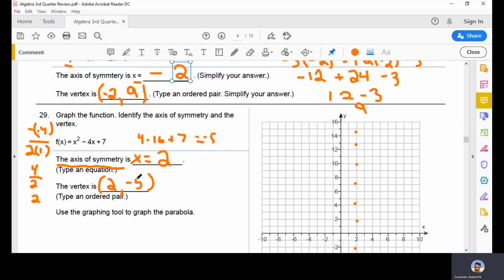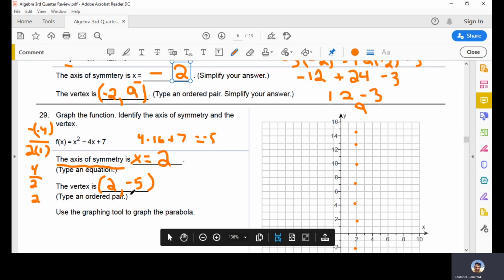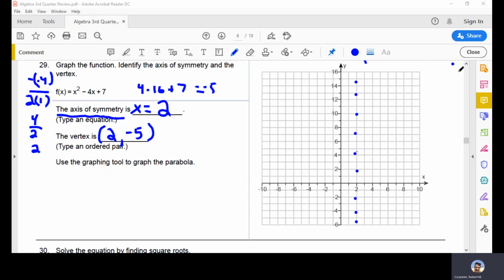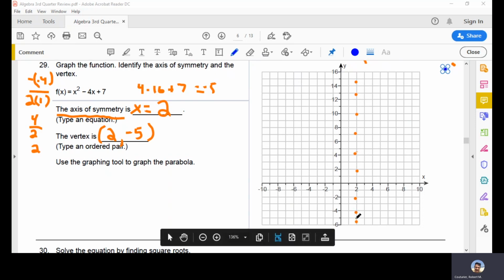So here is our vertex. It is going to be the point 2, -5. So 2, -5. So there's 2, 3, 4, 5 right there. Let's try to switch colors and see if it's going to cooperate. Now I can get it. All right. So 2, -5. Right there is your vertex.